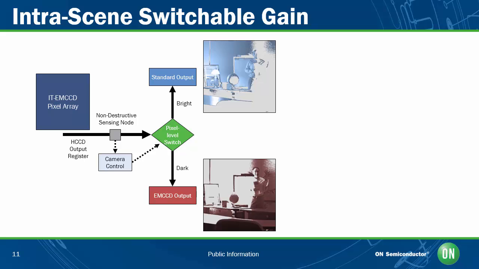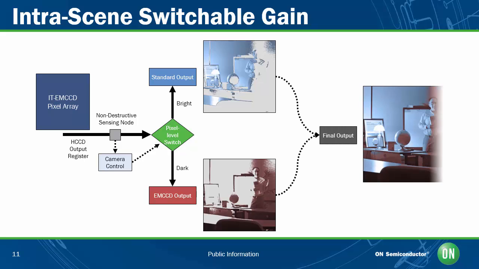Then you take these two data sets and merge them together to generate the final image, an image that captures both the highlights and the very dark shadows of the scene, while avoiding the image artifacts that are associated with overflow of an EMCCD register.